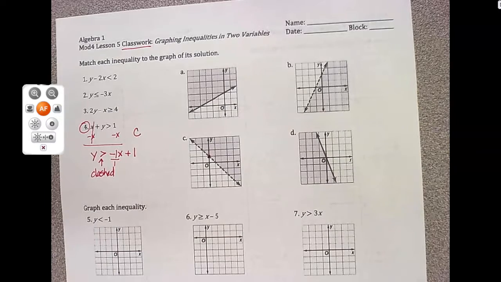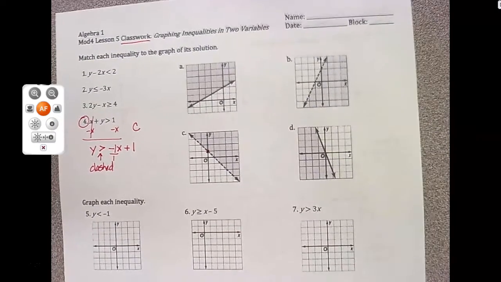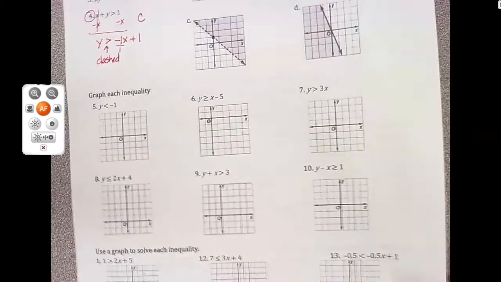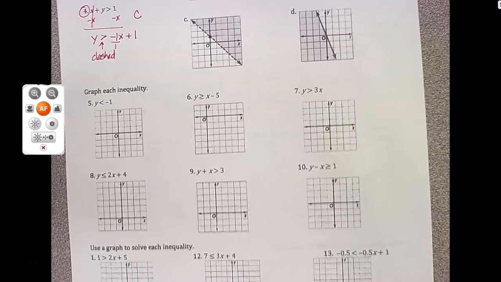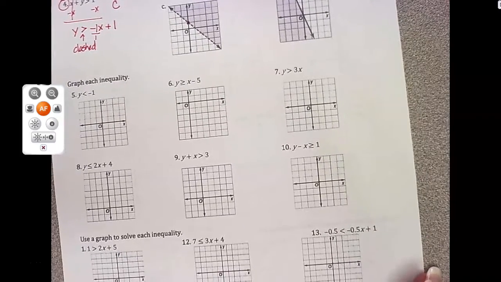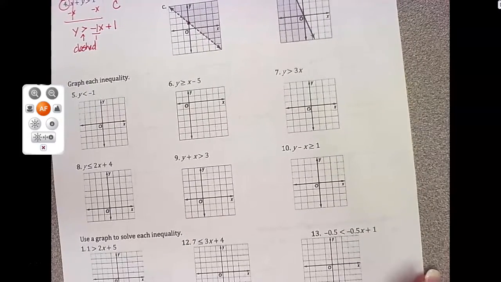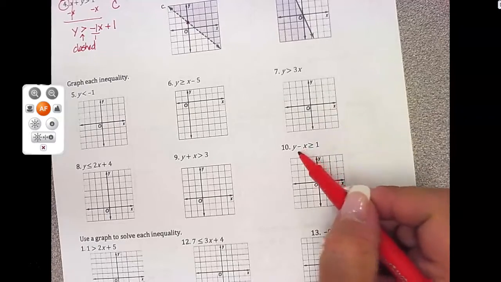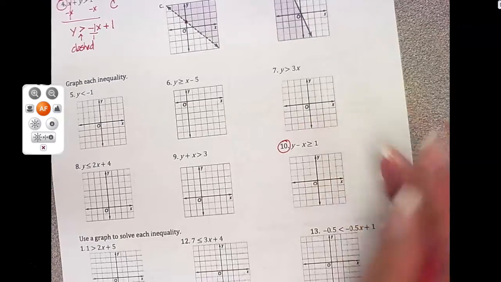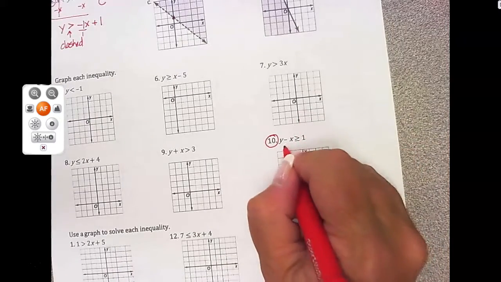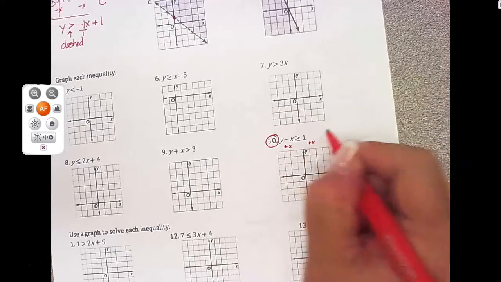Now let's take a look down in the bottom section. Here we're just asked to graph one line and do the shading. So we're going to do these just like the examples in class, and let's pick one that is slightly more challenging because y is not by itself. So let's look at number 10, and we're going to get y by itself by adding x to both sides.